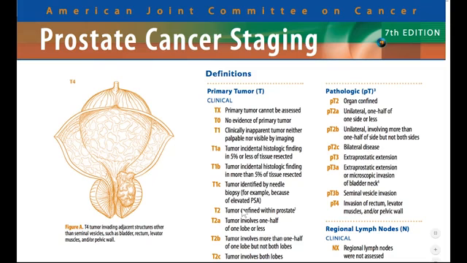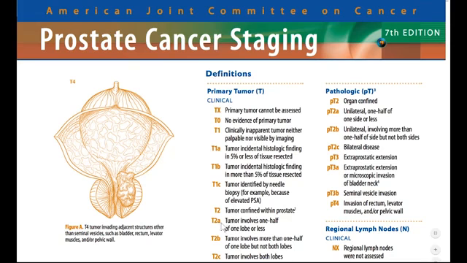Now this Roman numeral 1 means the tumor is found in one or both lobes by needle biopsy, but it's not palpable or reliably seen by imaging, and this would be classified as a T1C if the imaging is negative, even though it's confined to the prostate.